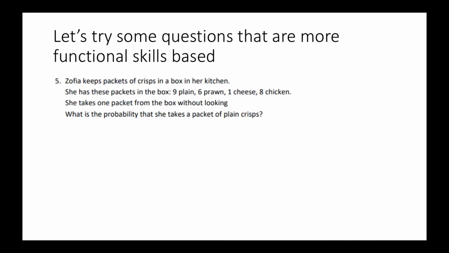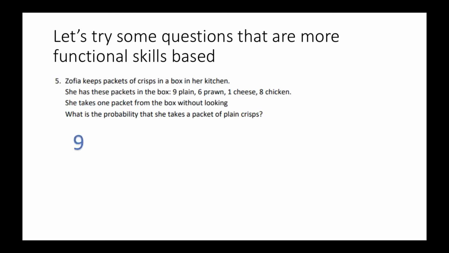Okay, so, again, pause the video if you'd like to have a go. Sophia keeps packets of crisps in a box in her kitchen. She has 3 packets in the box, 9 plain, 6 prawn, 1 cheese, and 8 chicken. She takes 1 packet from the box without looking. What is the probability that she takes a packet of plain crisps?